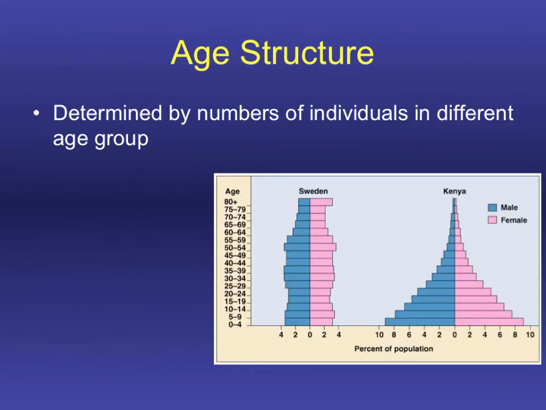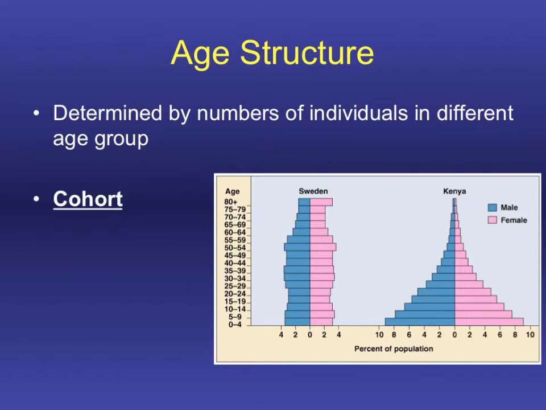Here is an example of a couple of age pyramids where we take individuals, both male and female, we separate them out by sex, and then we look at the number of individuals that are in each age category: 0 to 4, 5 to 9, 10 to 14, 15 to 19, and so on.